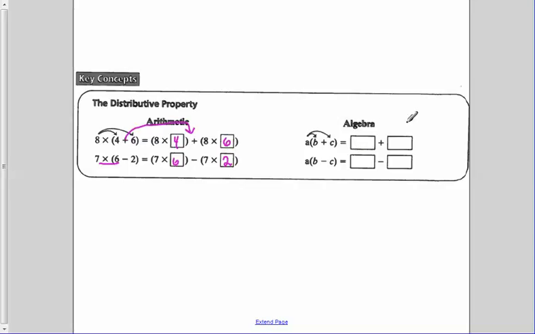Alright, now in algebraic terms, this is exactly like what I just showed in my sketch note. So that would be like saying A times B plus A times C. Or if it was a subtraction sign in the parentheses, that'd be A times B minus A times C. The operation just stays in the problem here. Alright, let's look at our first example.